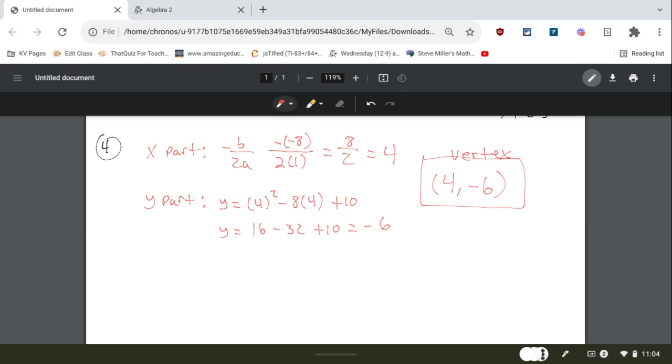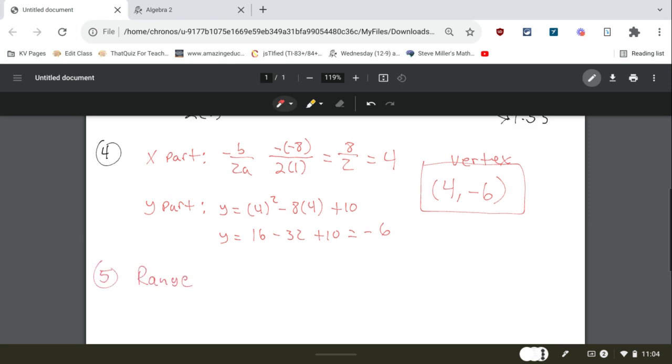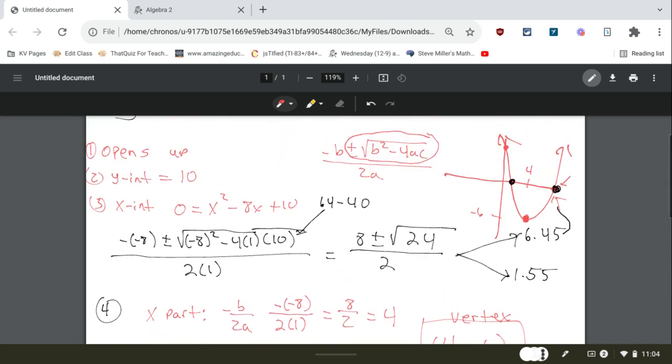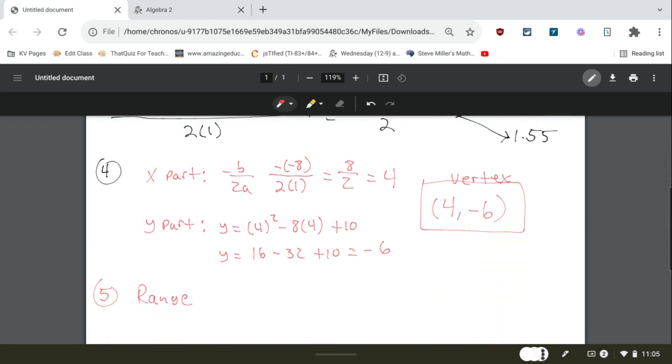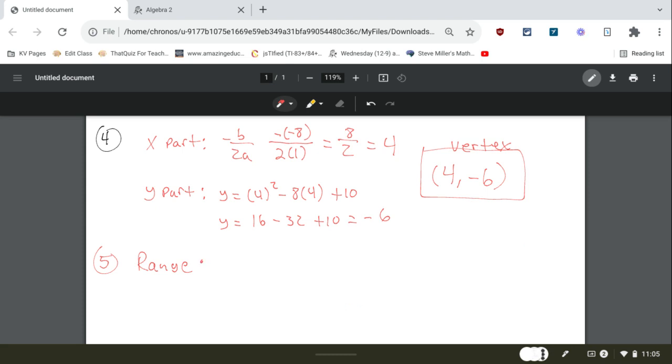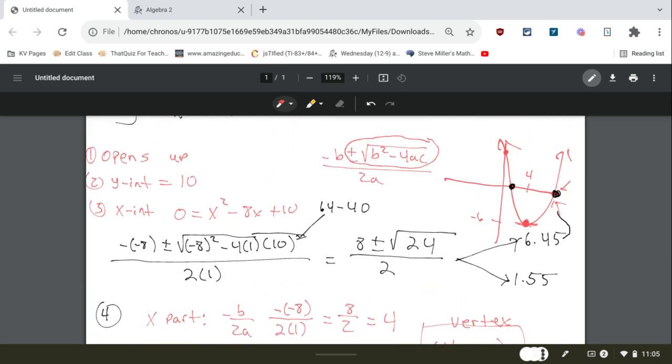Number 5. The last thing we want to do is usually find the range of it. We've done this several times already. So the range is just how low it goes, which is -6. And then since it's opening up, it's going to be to positive infinity. So my range is -6 to positive infinity. Or you could say y is greater than or equal to -6. That's all the y values represented by this graph, by this function.